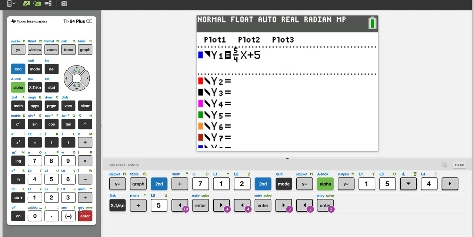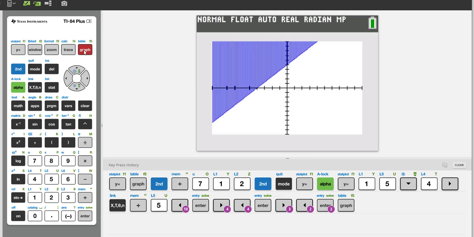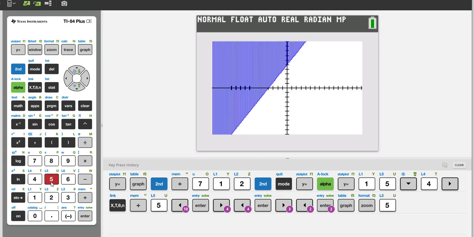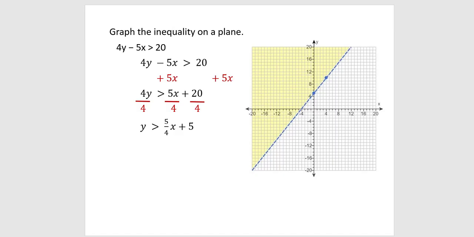Press graph to show the graph of the linear inequality. This graph will give you a solid line, but you will need to remember to use a dotted line and not a solid line when you input your answer. Press zoom 5, Z square, to square your graph to make it look more like the graph shown on the PowerPoint.